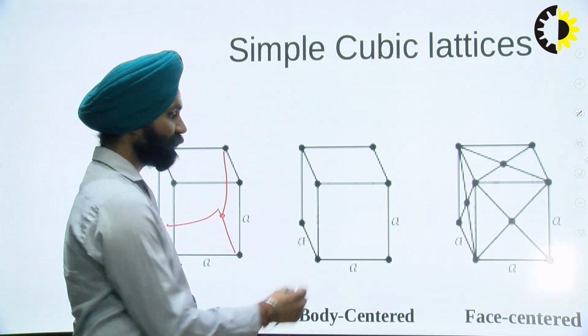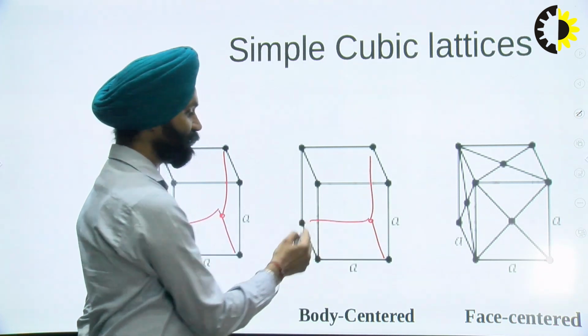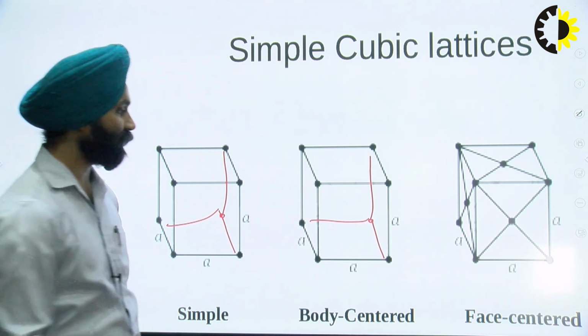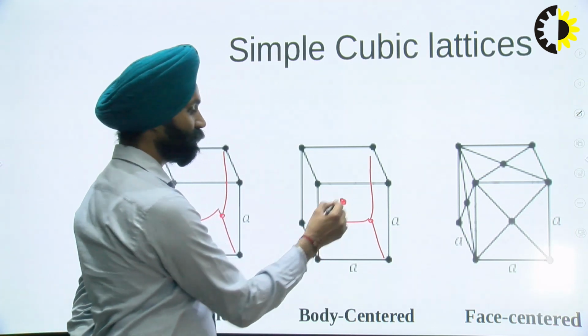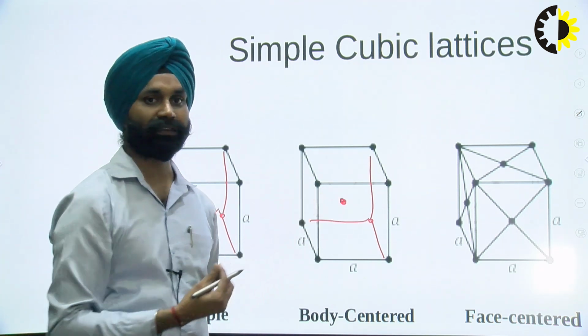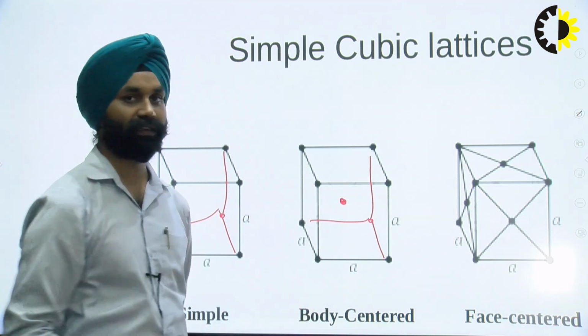Then there is the body centered, where we have 8 atoms similar to the simple lattice structure, but one at the center of the body. So if there is a box, at the center of this box there is one atom that is called the body centered atom.